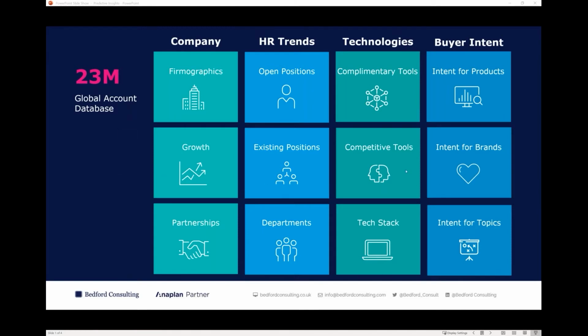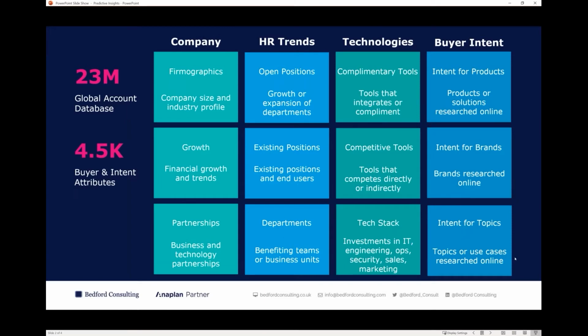So Sam already covered the four pillars, if you like, the four categories: overall company data, trends in HR, technology, signs of buyer intent, and how we group those. But in reality, there's actually over 4,500 specific buyer and intent attributes that can help you understand your market. There's firmographics, so they give you a sense of things like company size, industry, financial growth rates, and trends around the growth, but also insights on business and technology partnerships that they might have.